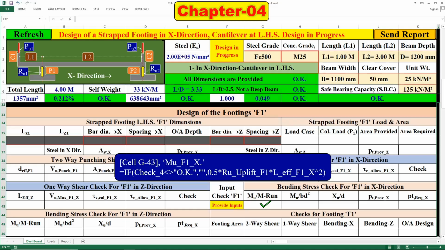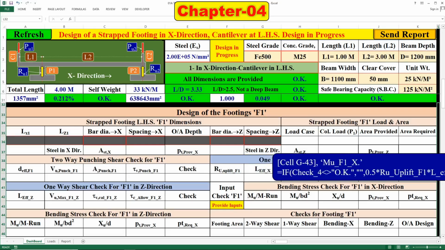The Excel formula for this cell is structured such that Excel will first check _4, if it does not find _4 equal to OK, this cell will remain blank. Otherwise, Excel will calculate 0.5 times RU_uplift_F1 multiplied by the square of L_EFF_F1_X.